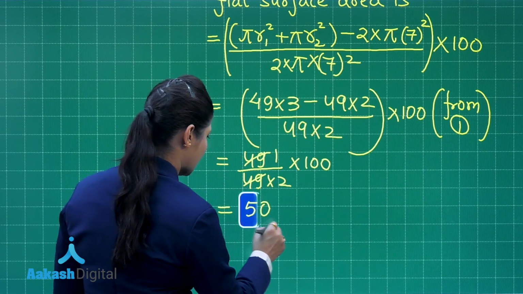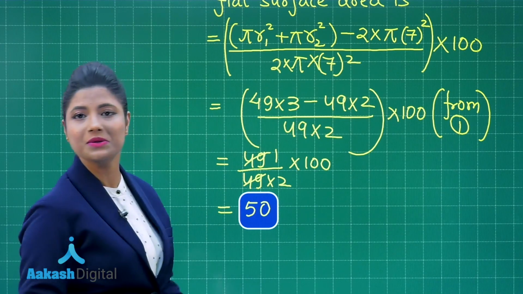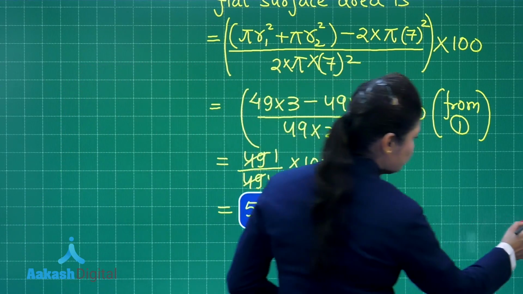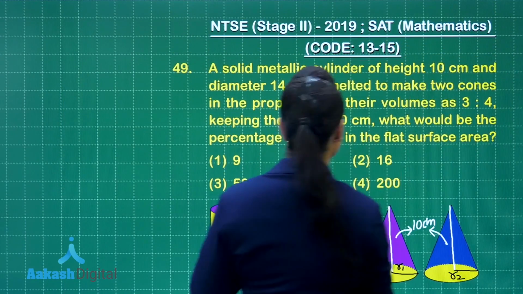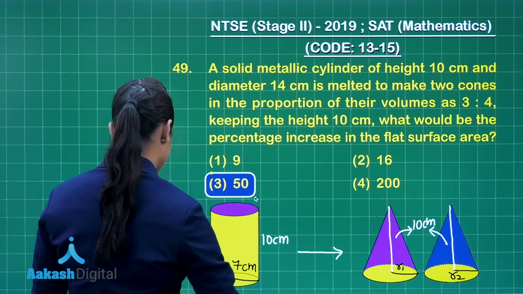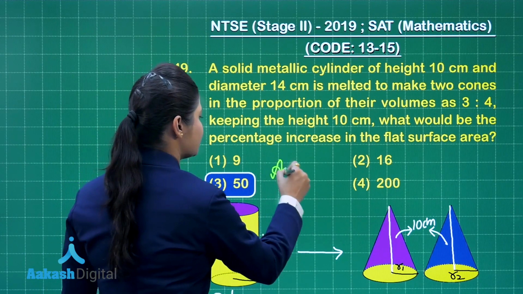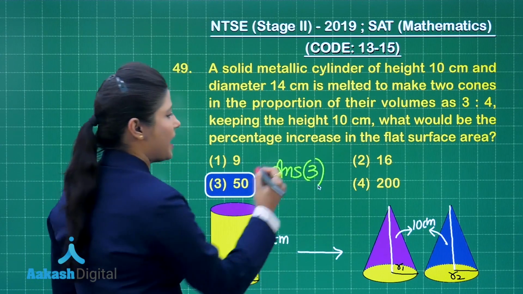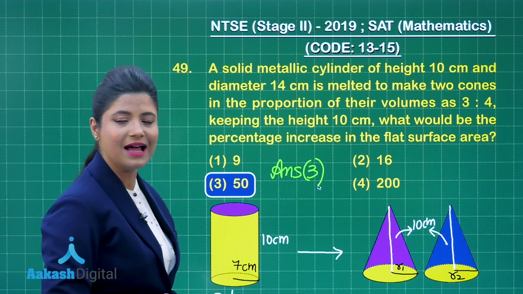So here this is the required percentage increase according to this question. So out of the 4 options provided here, we can clearly mark the answer to be option number 3. Here this is the required answer for this question. Mark your answer as option 3. I hope it is clear to you. Now let's discuss our next question.